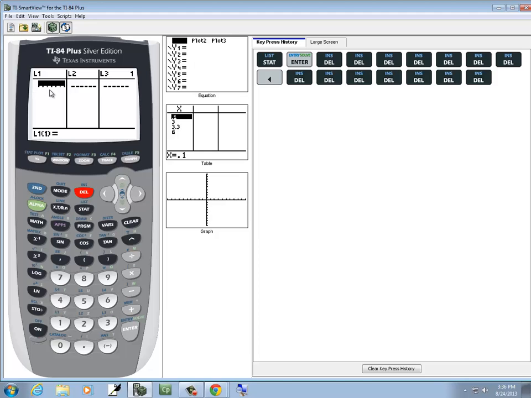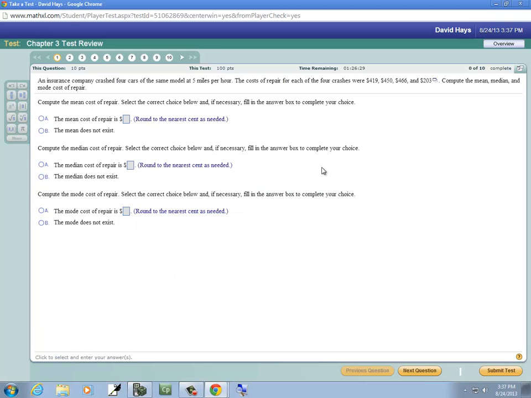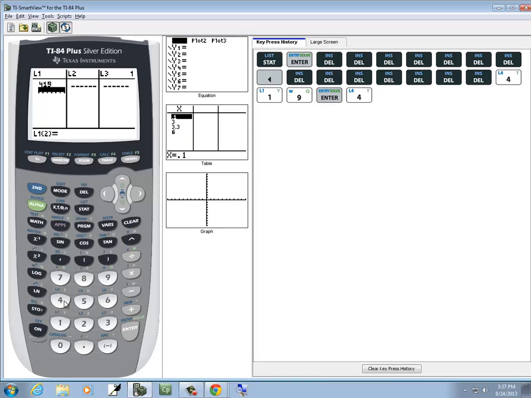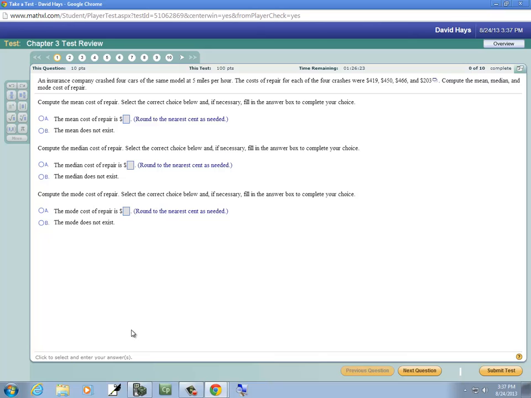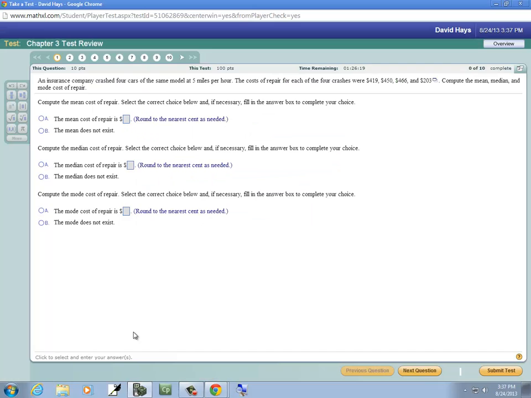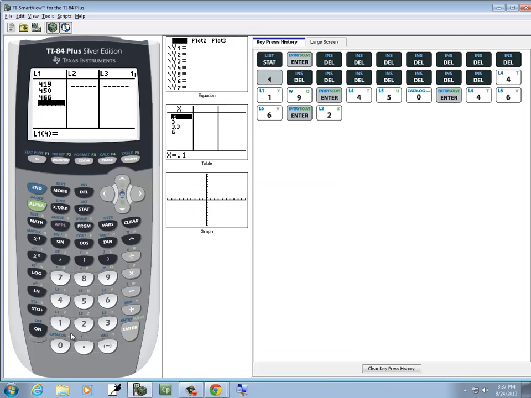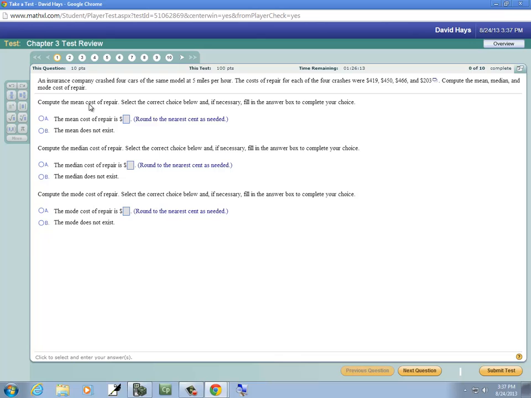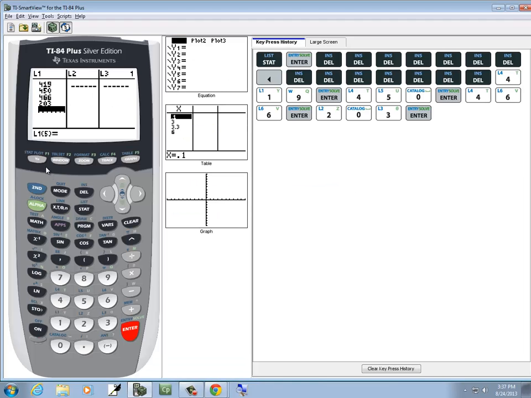Okay, so we got L1 and L2 cleaned out. We're going to put our numbers in L1. We've got 419, so 419, enter. 450, so 450, enter. 466, enter. And 203, enter.